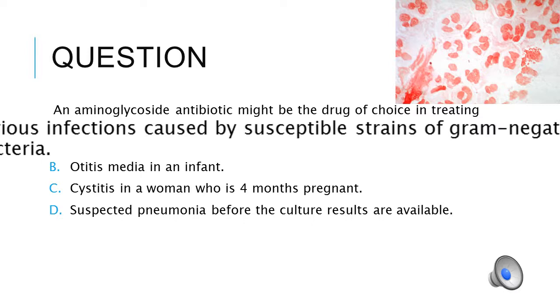It wouldn't be B because amoxicillin is the preferred antibiotic in treating otitis media. It wouldn't be C because aminoglycosides could be contraindicated in this situation. And it wouldn't be D because aminoglycosides are narrow-spectrum antibiotics, and a broad-spectrum antibiotic should be used when treating suspected pneumonia while waiting for the results to come in.